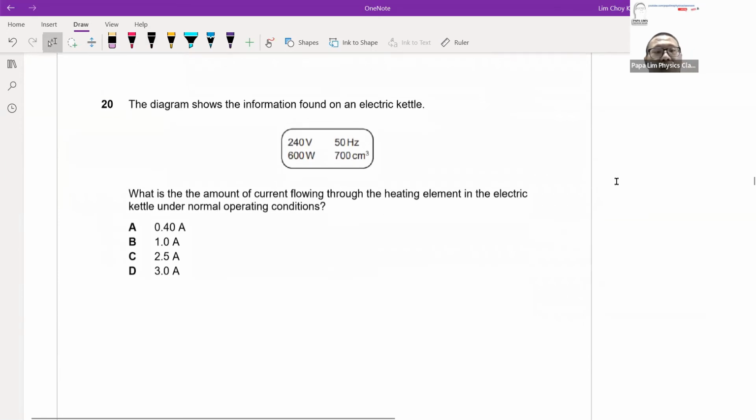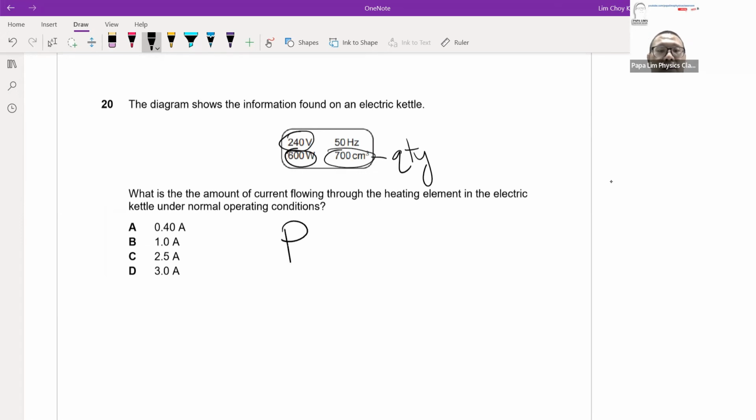Okay, last question, question 20. This is what we mean by the rating of the kettle. A 600 watts kettle, 240 volts, and there's this 700 cm cube. Most likely for a kettle, it will be the amount of water that the kettle can hold. So what is the normal current through the heating element? I have power, I have current, I have voltage.